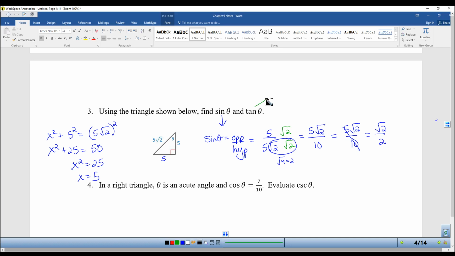And then tangent of theta is opposite over adjacent. And that is 5 over 5, which is 1.